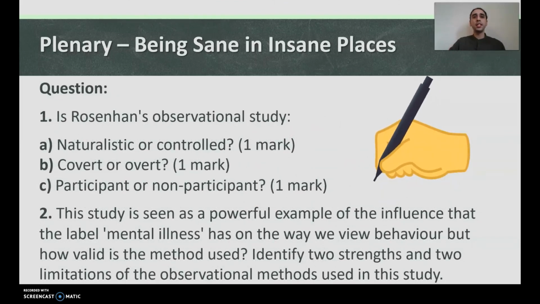So I want you to identify, is Rosenhan's observation naturalistic or controlled, covert or overt, participant or non-participant? And then this study is seen as a powerful example of the influence that the label mental illness has on the way we view behaviour, but how valid is the method used? Identify 2 strengths and 2 limitations of the observational methods used in this study. Give yourself a couple minutes, pause the video, write the answer down, and I'm going to give you the answer now.